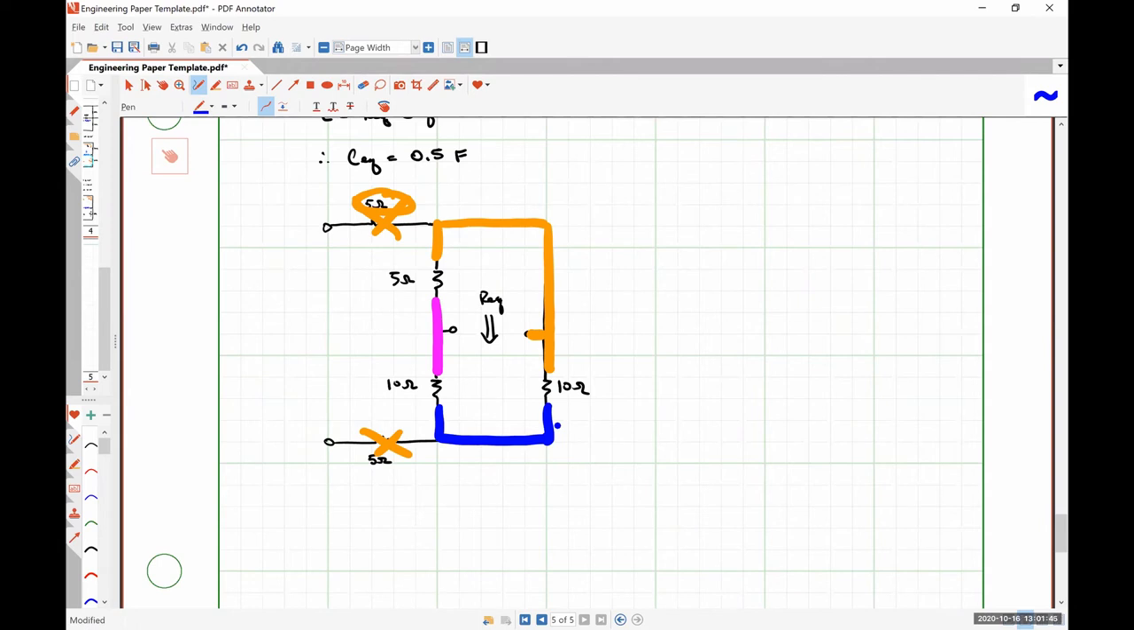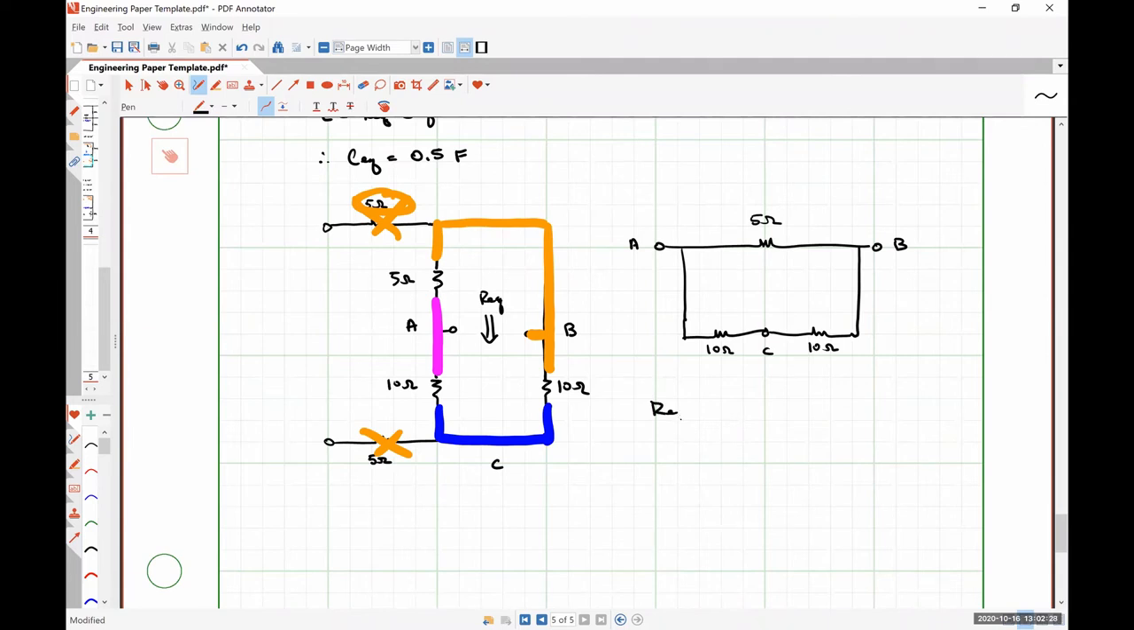So let's call it A, B, and C, okay? So between A and B, I have that 5 ohm resistor directly. And then going around the other path, I can go from A to C, where I will see the 10 ohm resistor. And then from C to B is the other 10 ohm resistor.